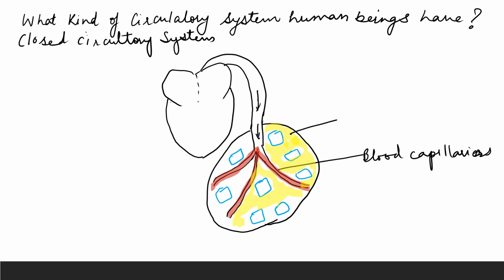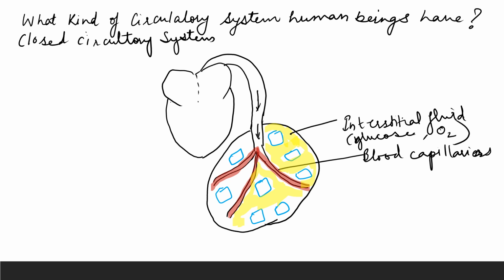So this yellow color fluid is known as interstitial fluid. And this interstitial fluid, what does it contain? It contains nutrients. You can say glucose it contains. And it contains oxygen also, right?